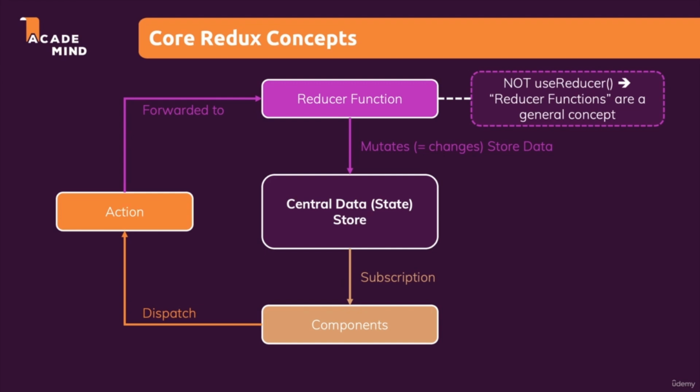So components dispatch actions which describe what should be done, but don't do it directly. Then these actions are forwarded to the reducer. The reducer then does what the action wants the reducer to do, and then the reducer spits out a new state which effectively will replace the existing state in that central data store. And when that happens, when that state in that data store is updated, subscribing components are notified so that they can update their UI. That's how Redux works.